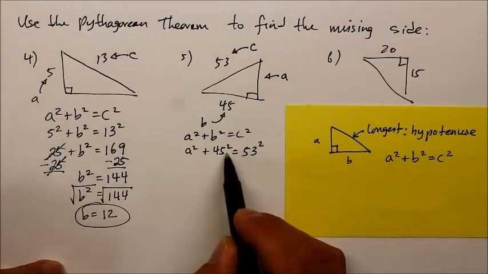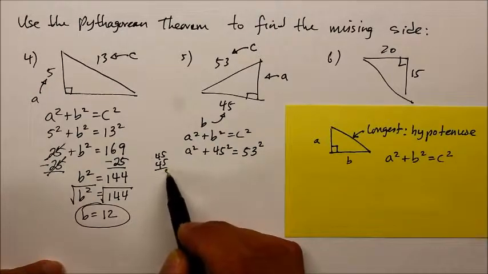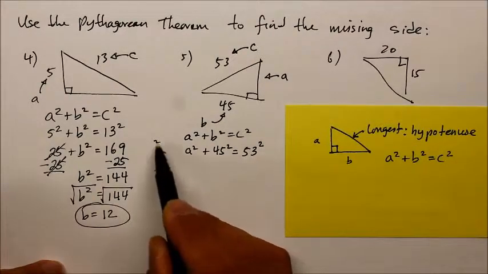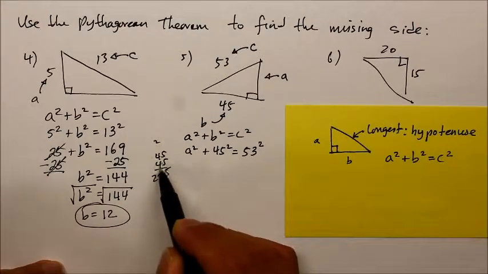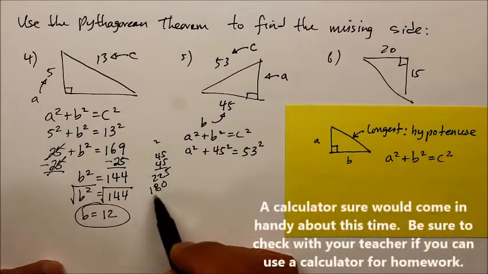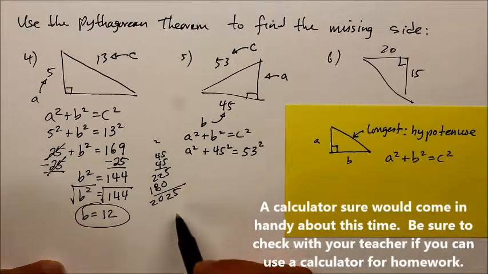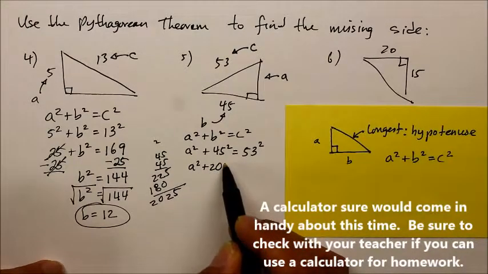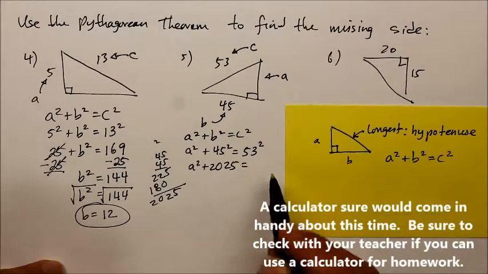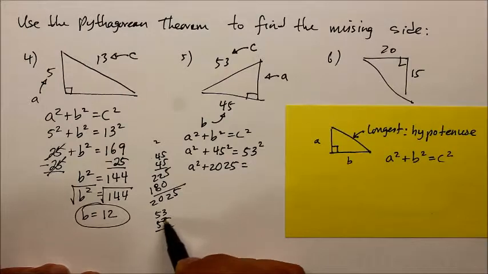45 times 45, because it's 45 squared, is 25. Carry the 2. 4 times 5 is 20, plus a 2 is 22. 4 times 4 is 16, plus a 2 is 18. Add it down: 5, 2, 0, 2. Okay? So that's a squared plus 2025, which equals, on the right side, 53 times 53, since it's 53 squared.